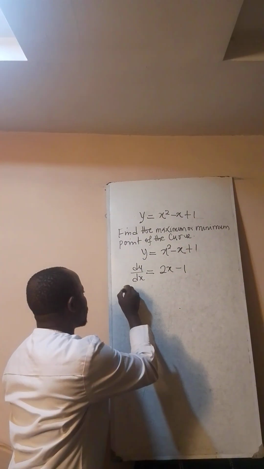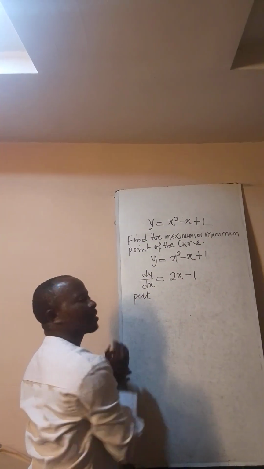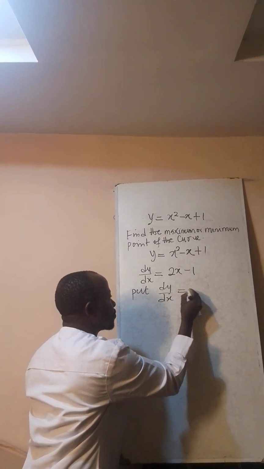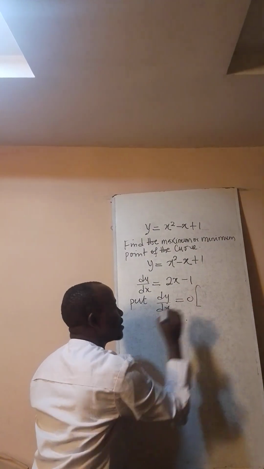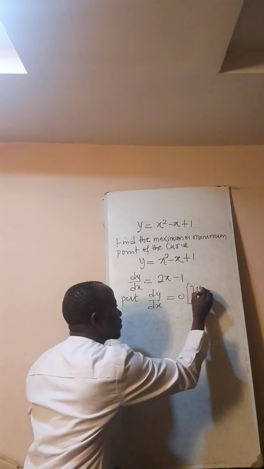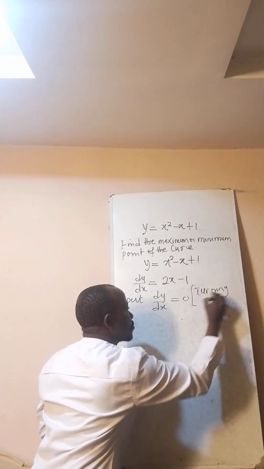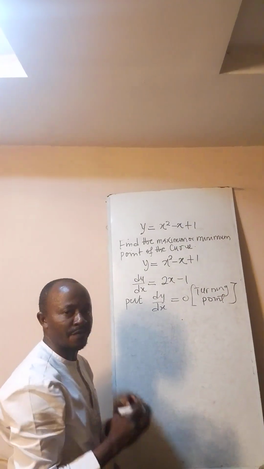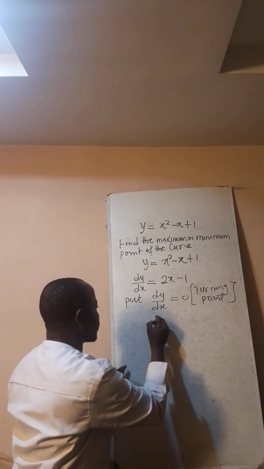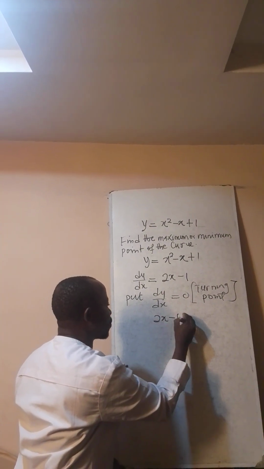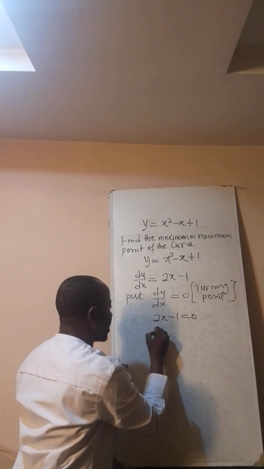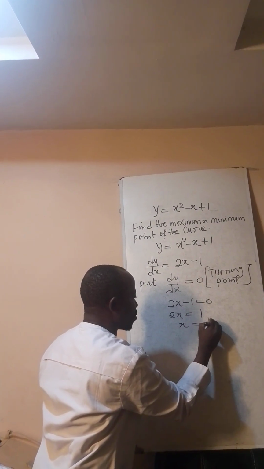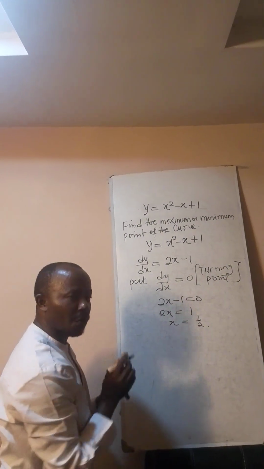The next step is to put the first differentiation equal to 0. At this point it is called the turning point, or point of inflection. So we have 2x minus 1 equals 0. So 2x is equal to 1, so x is equal to 1 over 2. So this is the first step.